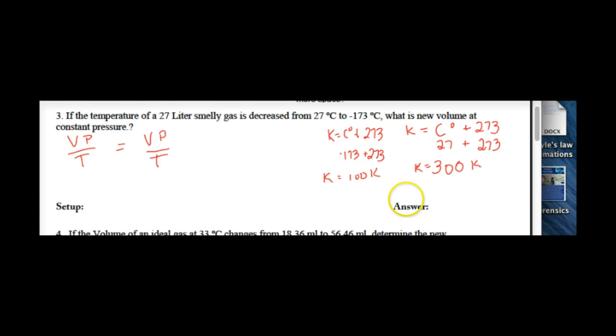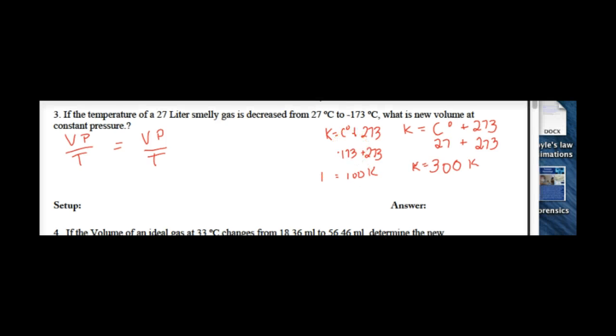Okay, so you can see here that I used the formula Kelvin equals degrees Celsius plus 273. I took the 27 degrees Celsius and added it to 273 to come up with a temperature of 300 degrees Kelvin. And then I took the minus 173 and positive 273 leaves you with 100 degrees Kelvin. And those are my two temperatures. So now you go and do the problem.